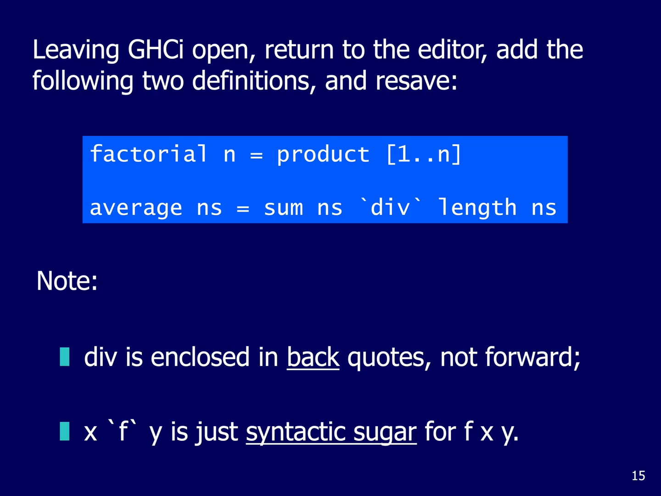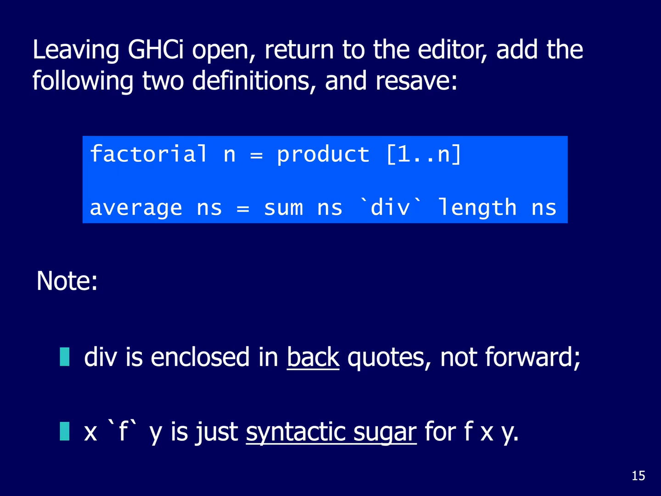So in the first line here, we're defining the factorial of n to be the product from 1 up to n. So for example, the factorial of 10 is simply the product from 1 up to 10. And this is a very nice, concise, one-line definition of what factorial does.